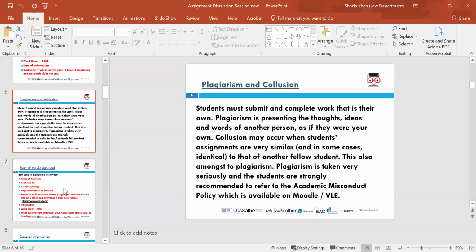And here you will need to make sure that you are referring to Moodle all the time, because that's where all your resources are, all your journals, additional reading, any articles or anything. Everything is on Moodle, and your assignment discussion and module specification, which I'll go through later on with you.